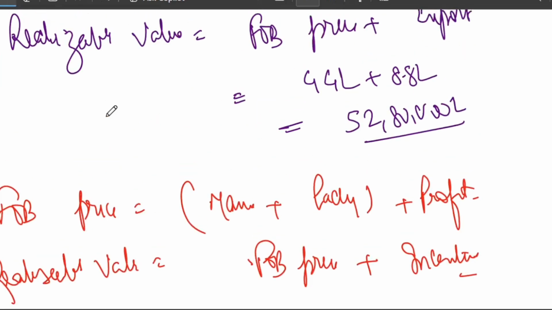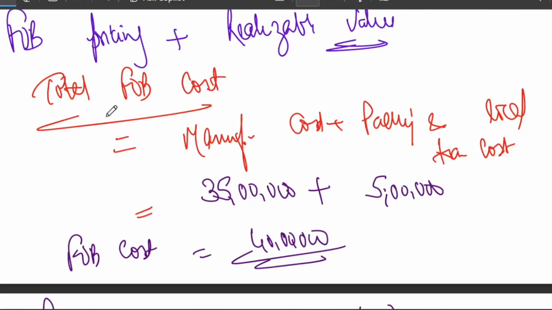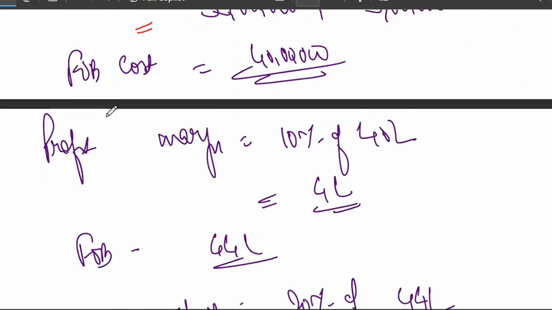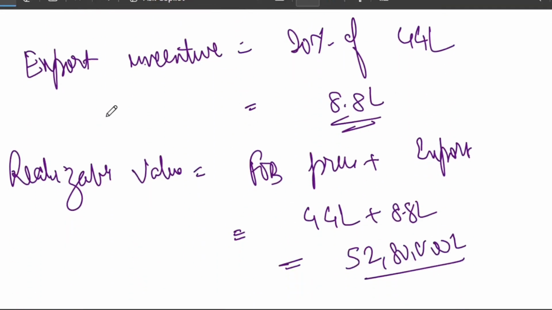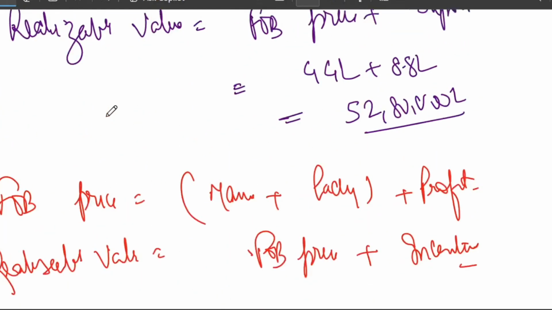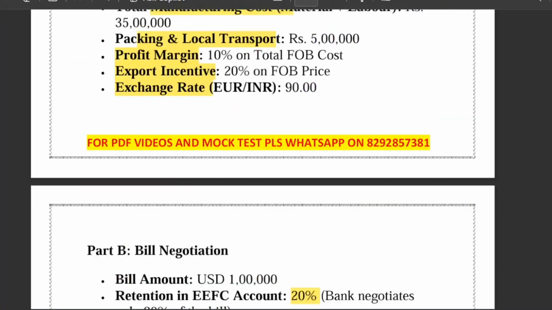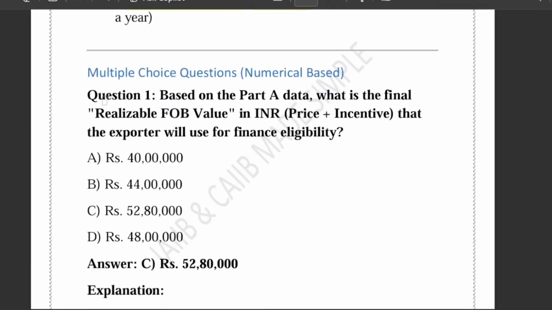So these are the steps which you have to follow. First of all, we have to take manufacturing cost, packing cost, local transport cost, that will give you FOB. Add profit margin, that is FOB price. Then add export incentive, that is realizable value, and then convert to foreign currency if required, right? So these are the steps that we have to follow to compute. The question was, what is the final FOB value? So the answer is 52 lakh 80,000. Option number C is the correct one.